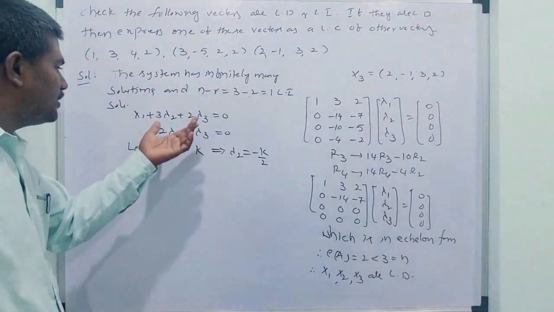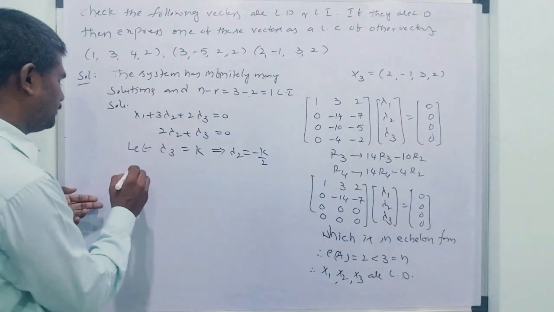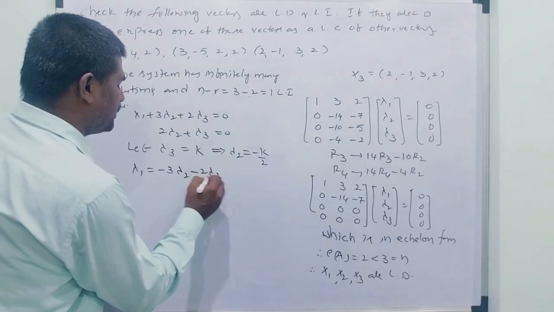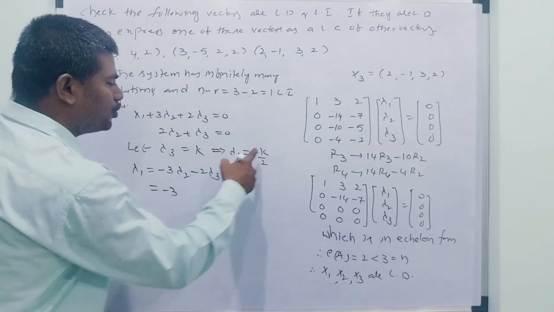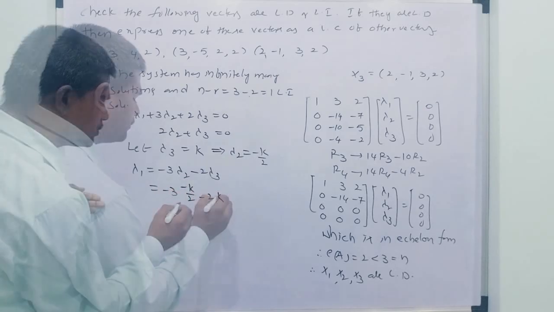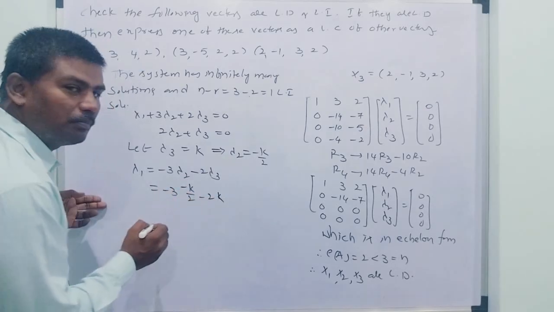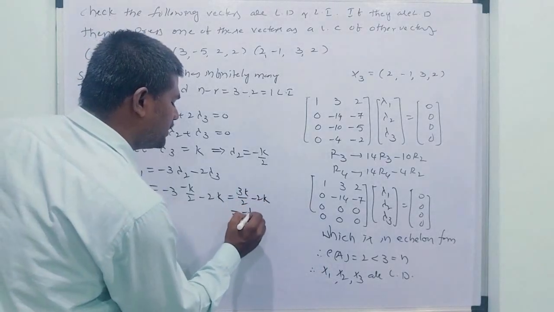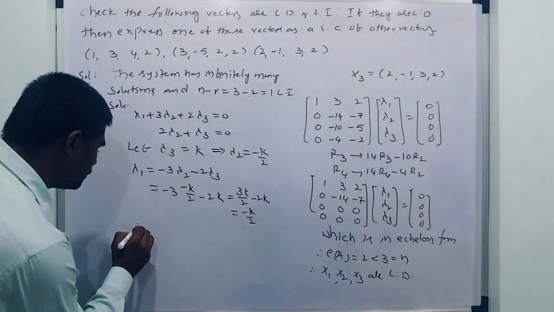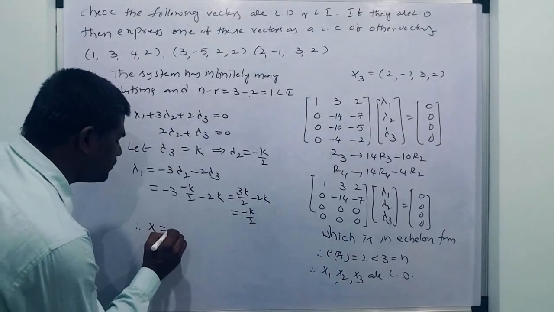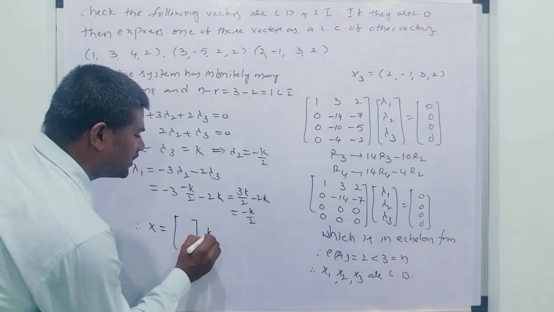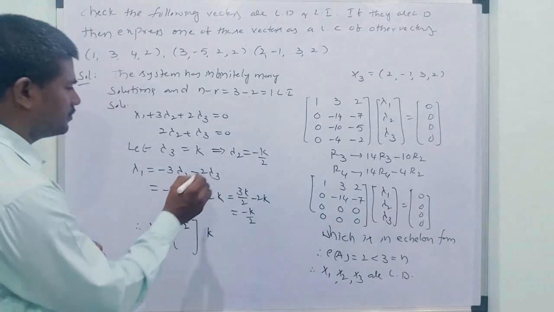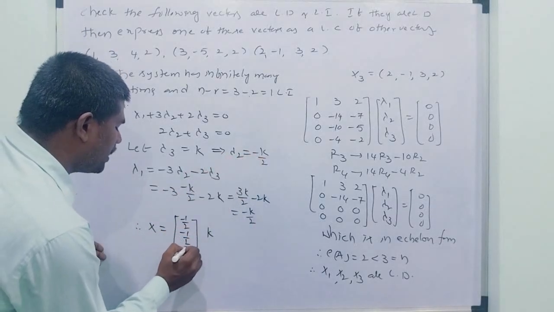Let us substitute these values in this equation. That means lambda 1 is equal to minus 3 lambda 2 minus 2 lambda 3, which is minus 3 into minus k by 2, minus 2k. So this is plus 3k by 2 minus 2k, which is minus k by 2. Therefore, your x is nothing but something into k. That something is minus 1 by 2, minus 1 by 2 and 1.